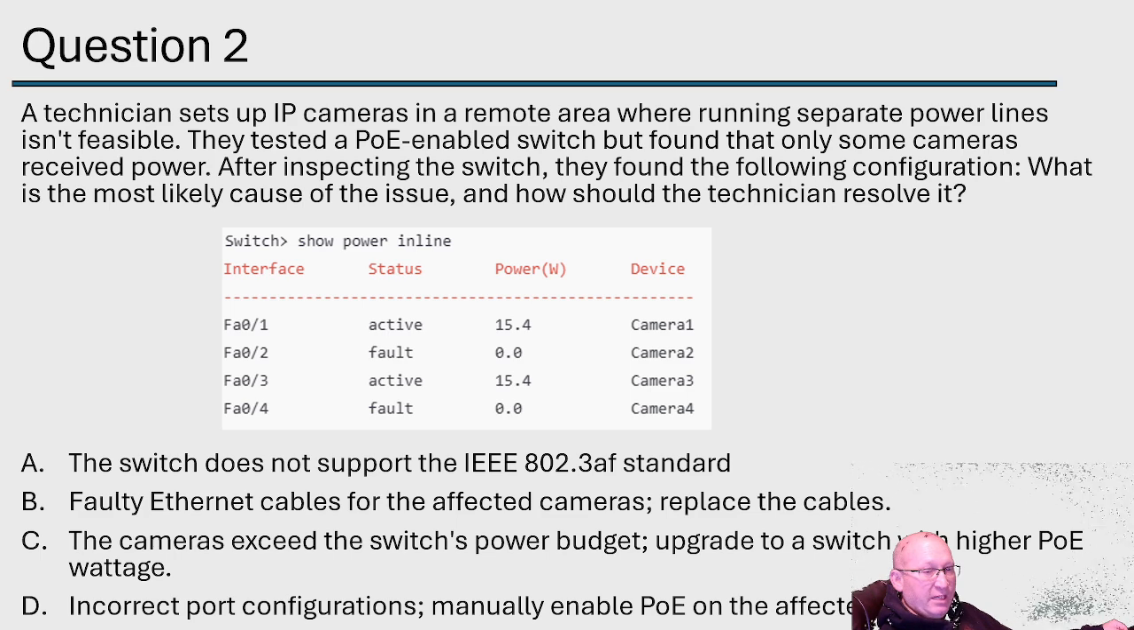And then there's C. The cameras exceed the switch's power budget. Upgrade to a switch with a higher PoE wattage. If that's the case, again, another great answer. So C is something that we should be aware of as well.